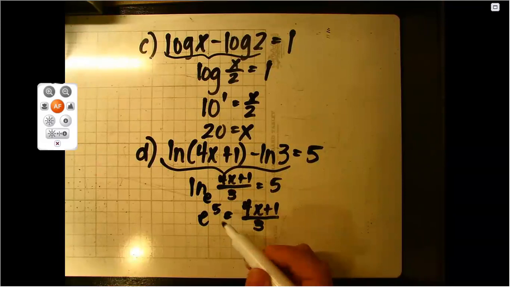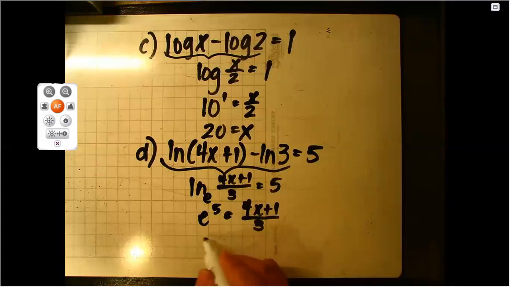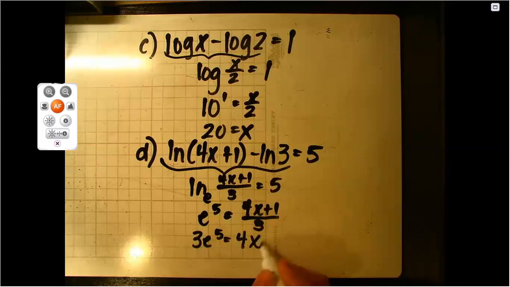So I'm just going to leave this as e to the 5th and work to get x by itself. To start with, I'm going to multiply by 3. So I have 3e to the 5th equals 4x plus 1. Subtract the 1 over.